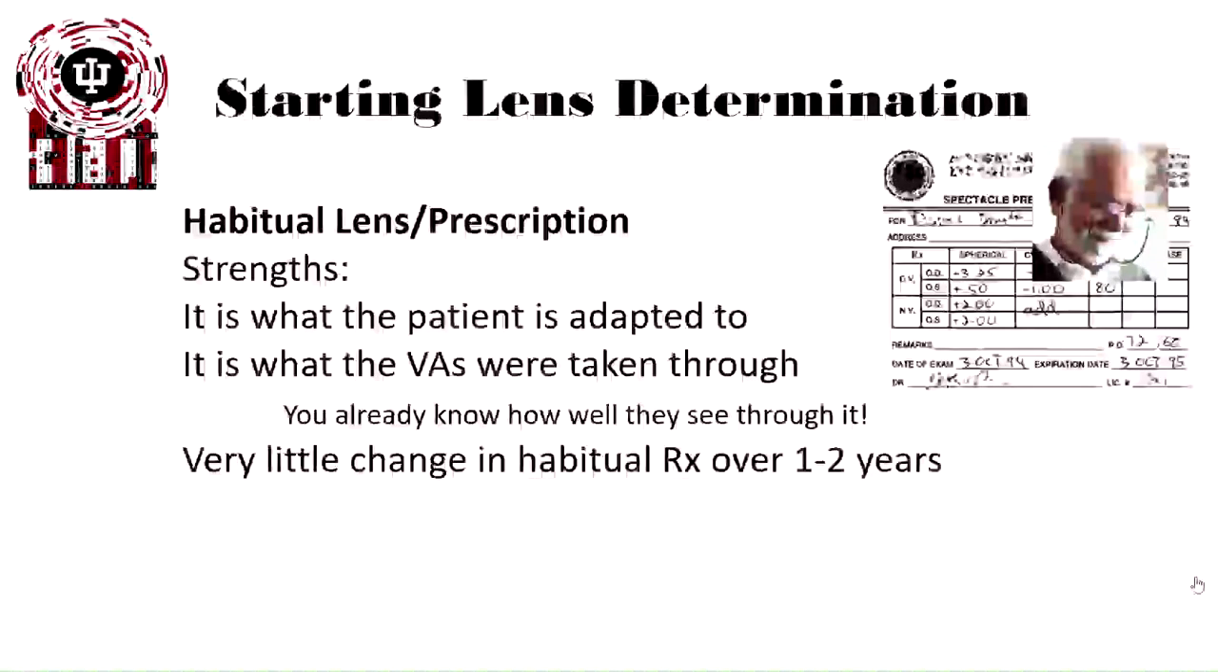Now, I personally use habitual lenses whenever I have a choice as my first option, and that's because of its strengths. It is exactly what the patient has adapted to, it's what the VAs were taken through, and it's what their chief complaints are through. It also is what the VA change is showing you, so it's the best predictor when you try to use VAs to predict the prescription. Essentially, you already know how the patient sees through it and what changes to make. Typically, there are very little changes in habitual RXs over a few years.